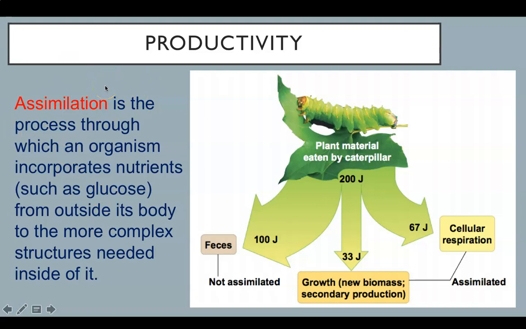Assimilation is the process through which an organism incorporates nutrients, such as glucose, from outside its body into the more complex structure needed inside of it. In the case of this caterpillar, it is the process through which it incorporates nutrients from the leaf, from the outside of the body, into growth, or getting bigger, and performing necessary metabolic processes that require energy obtained through cellular respiration. These all occur inside of the caterpillar.